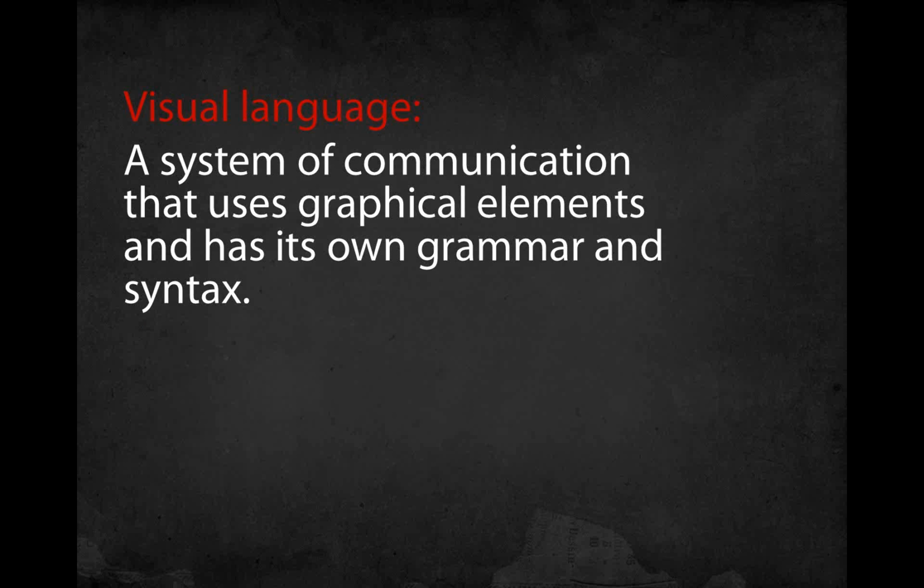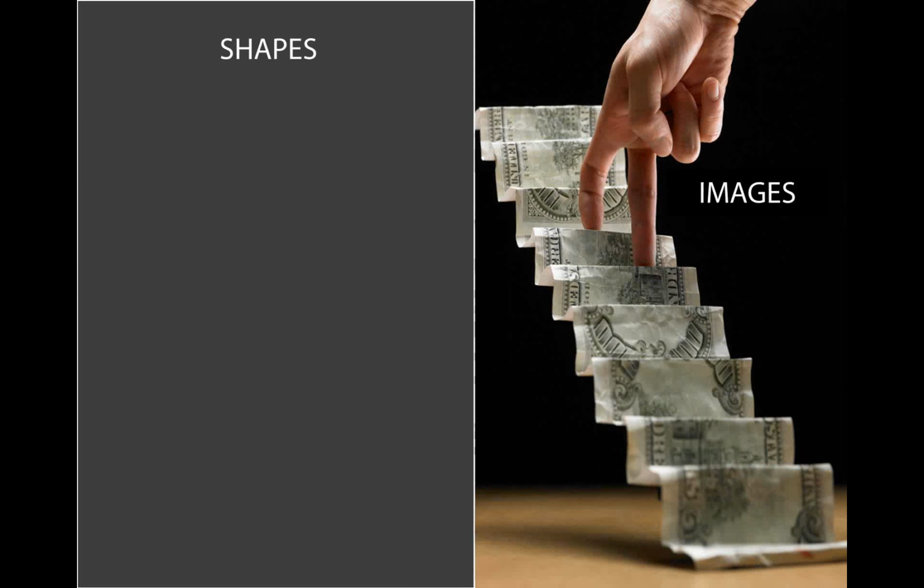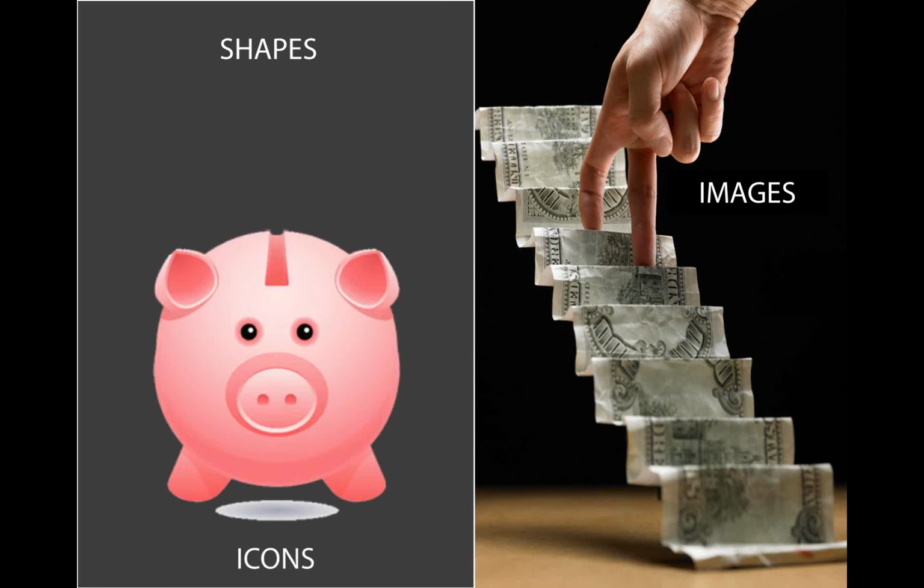Visual language is a system of communication that uses graphical elements and has its own grammar and syntax. So I wish they taught this in school, you know, starting in first grade. Because just like we teach written and verbal language, visual language has its own grammar. Part of the grammar is made up of shapes, images, icons.